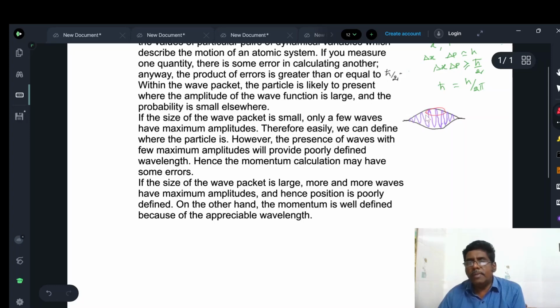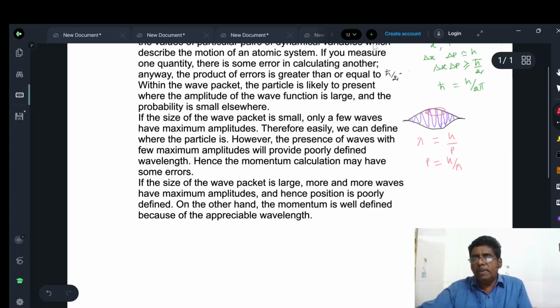At the same instant of time, there is some error in calculating momentum. According to de Broglie, the wavelength of the de Broglie wave lambda equals h by p. Therefore, momentum p equals h by lambda. Momentum of the particle is Planck's constant divided by the de Broglie wavelength. The wavelength is recorded accurately if the waves have almost equal amplitude. If the size of the wave packet is very small, only a few waves have maximum amplitude, so lambda is poorly defined. Lambda is the distance between two equal peaks.